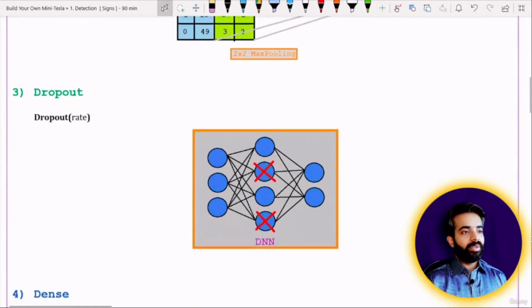Now to implement dropout, the function available to us is Dropout, and its argument is rate. To understand rate, let's look at this example. As you can see, the second and the fourth neuron in the second layer of the dense network have been dropped out. So the dropout rate right here is 0.5, or 50%.